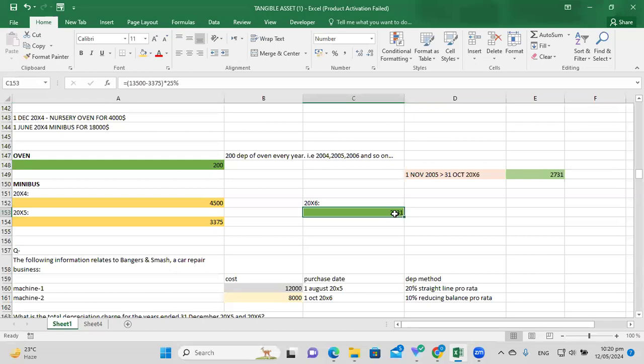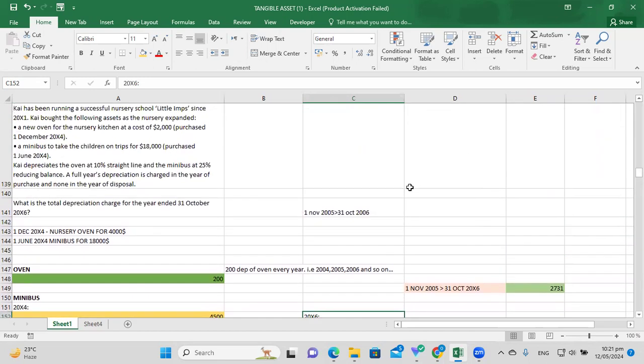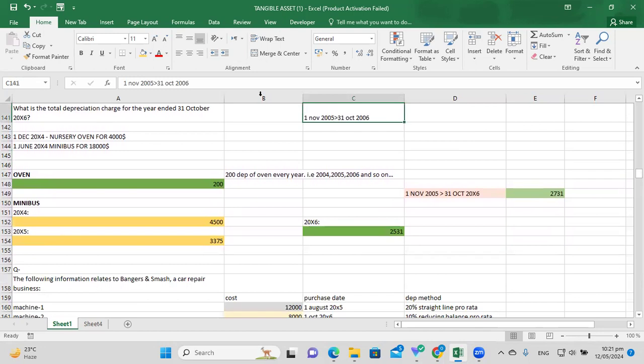All right, we just applied the reducing balance method as we learned above. So we got the depreciation for all 3 years, 2004, 2005, and 2006. Now let's come back to the requirement. Our requirement was to calculate the total depreciation charge for the year ended 31 October 2006. So what was our year? Our year was 1 November 2005 to 31 October 2006.